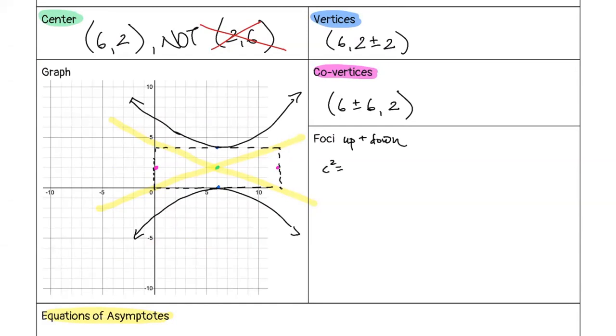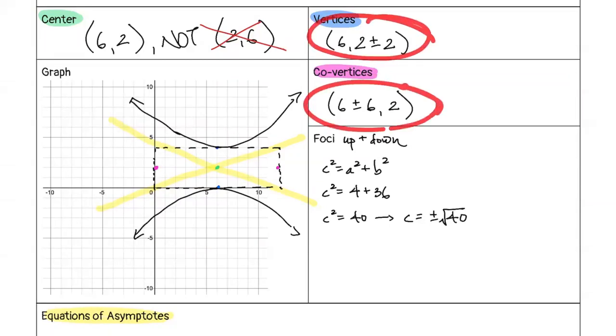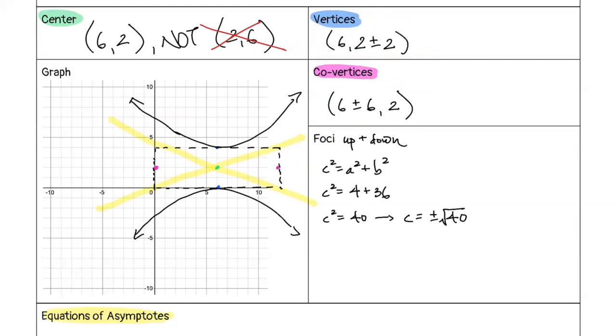So c squared equals a squared plus b squared, because it's a hyperbola. C squared equals 4 plus 36, because those are the numbers we had. That means c squared equals 40, and c equals plus or minus square root of 40. And if we think about our equations, we want to keep the same x value, but we're going to add and subtract that value to the y value. So we'll get 6, comma 2 plus or minus root 40.